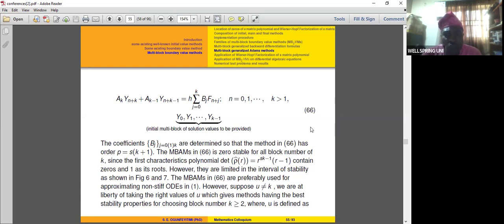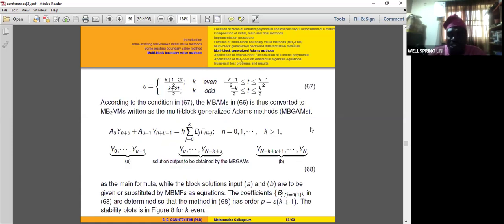So we are at liberty again to choose our u not equal to k, so that we can have good stability properties. The formula for u is given below in equation 67. How do we choose our u? We choose our u by picking k plus 1 plus 2t all over 2 for the case of even, and we put a condition for t. Then we have k plus 2t all over 2 for odd, where the condition is as well given for t.